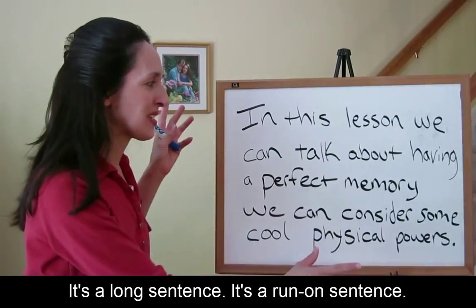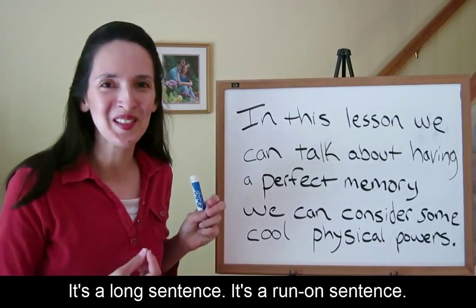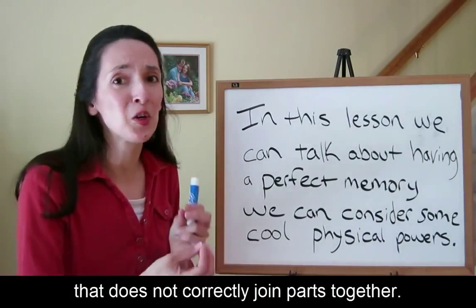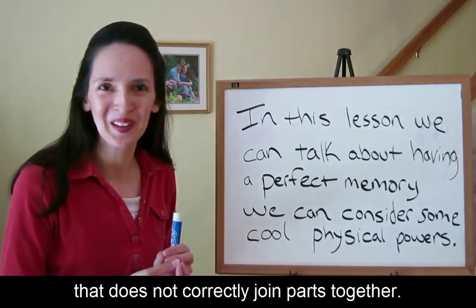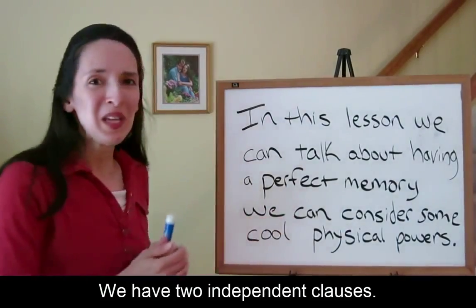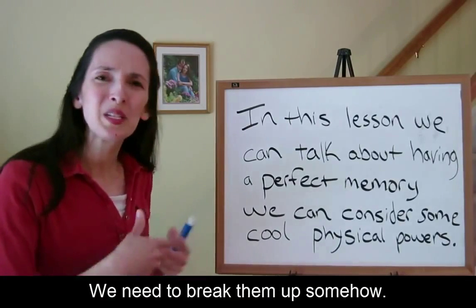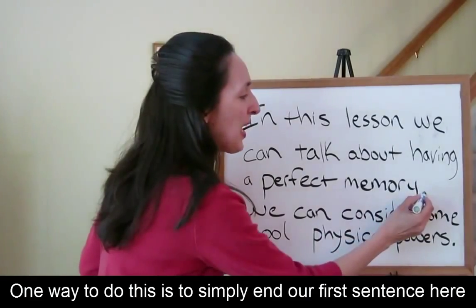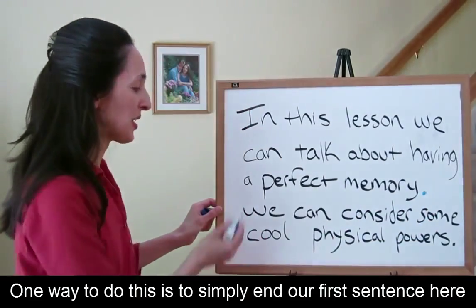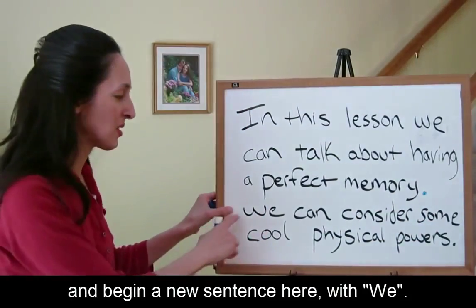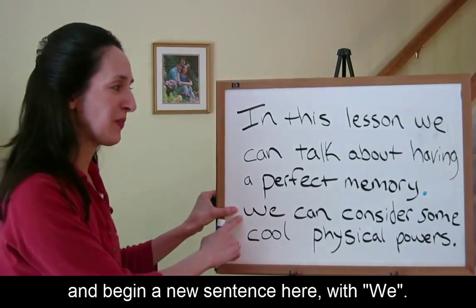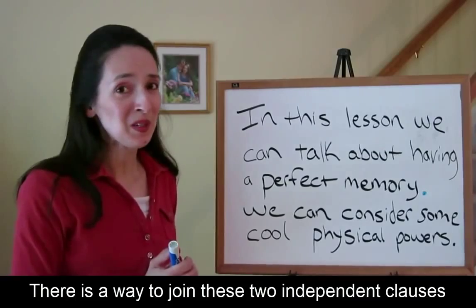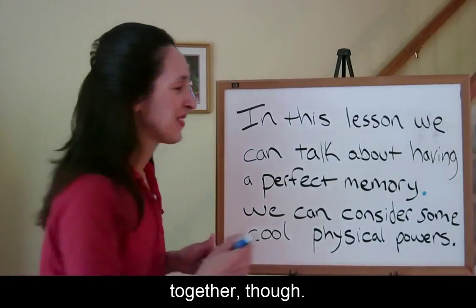It's a long sentence. It's a run-on sentence. A run-on sentence is a really long sentence that does not correctly join parts together. We have two independent clauses. We need to break them up somehow. One way to do this is to simply end our first sentence here and begin a new sentence here with we. There is a way to join these two independent clauses together, though.